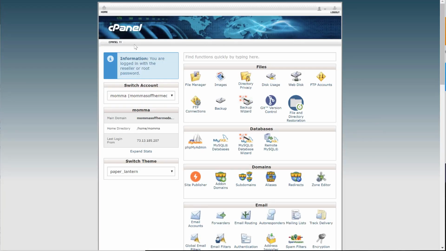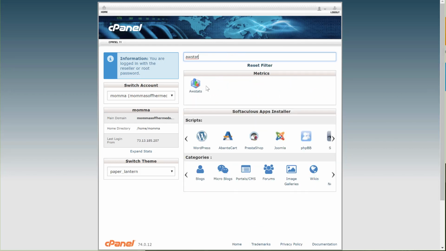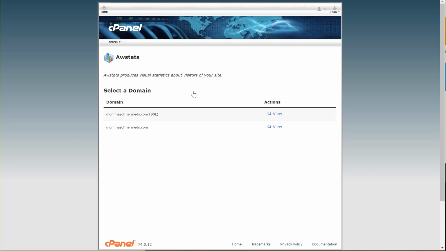So I'm going to talk about looking at your statistics for your site using Awstats. Awstats is in your cPanel. Your cPanel is accessible by yourdomain.com/cpanel. So once you're in, you can type in Awstats and it will show up, or you can scroll down to the metrics part. There'll be a whole lot of different things in there, but Awstats is what you want.